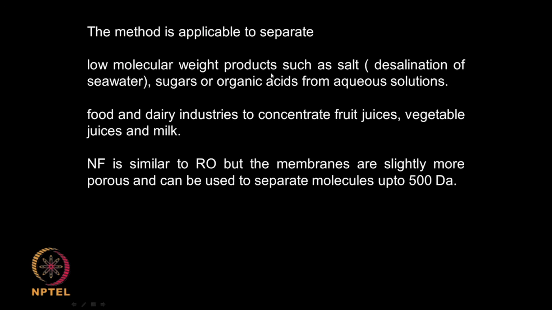The reverse osmosis membrane cost is very high, and then comes nanofiltration. This is almost like reverse osmosis, but the membranes are slightly more porous. So, we can use it for separating molecules up to 500 Dalton. You can see here it is very small, and here we can reach up to 500 Dalton.